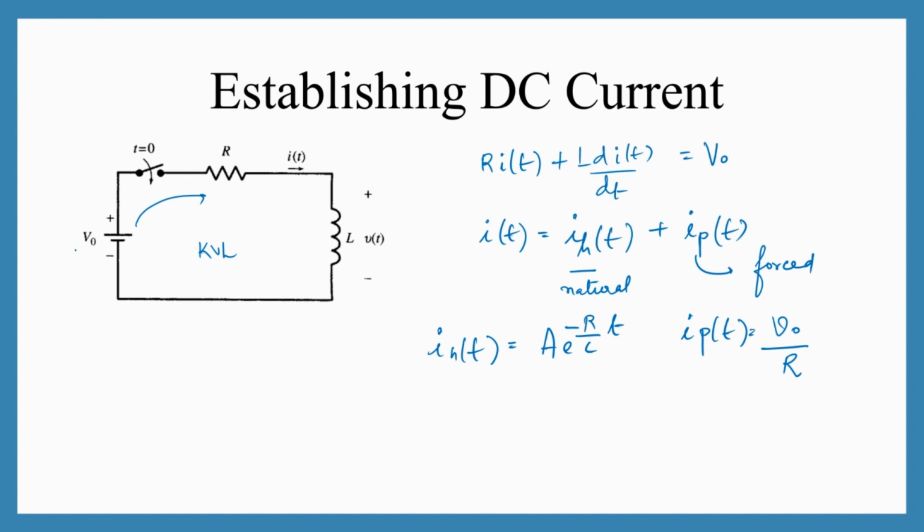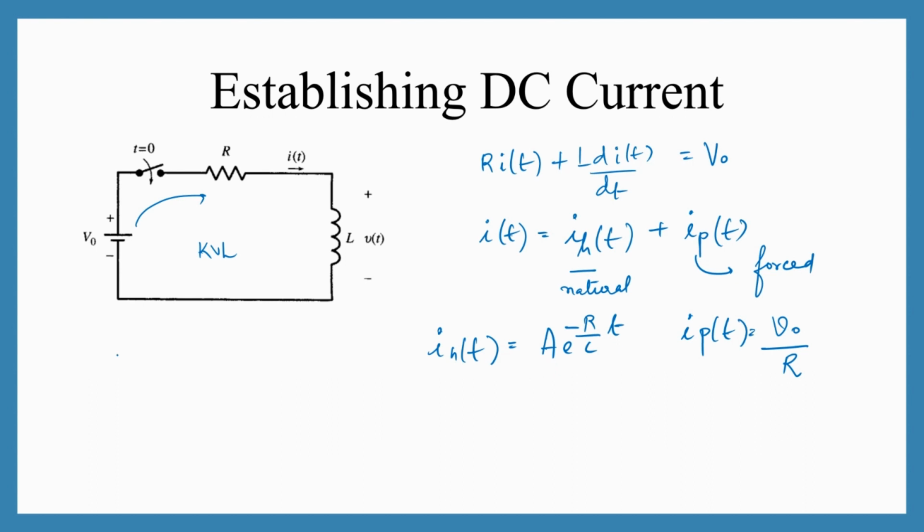So this is going to be the forced current in this inductor. This is occurring because the value of the source is V naught and there is a resistance R in the circuit, forcing the current IP of t to be equal to V naught by R. This IH of t is the natural response of this inductor, and in order to find the value of A, we need to apply the boundary conditions or the initial conditions.